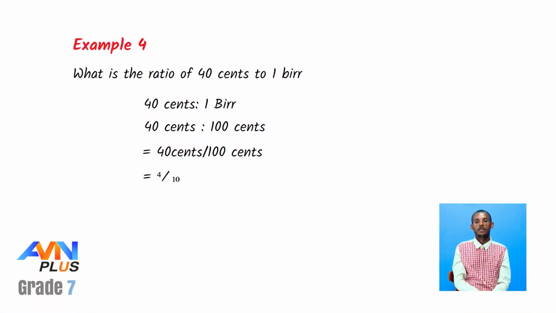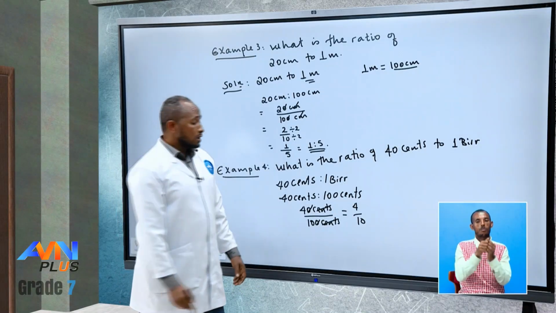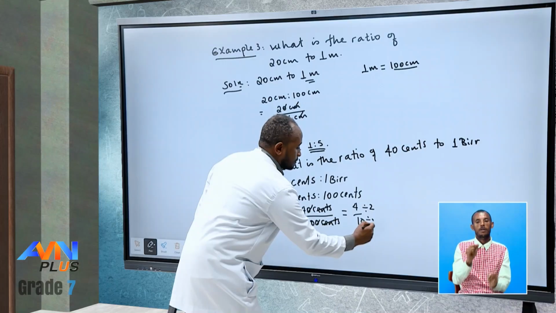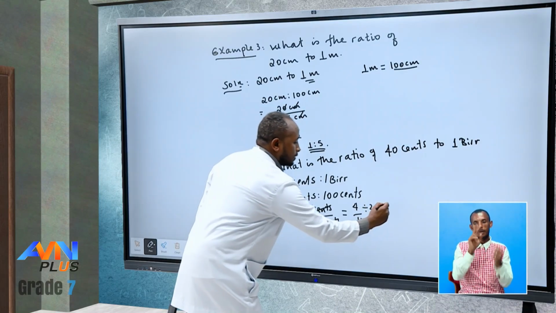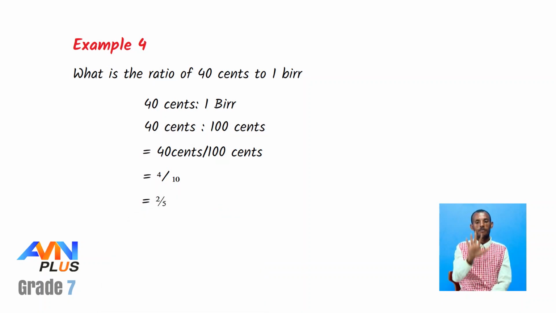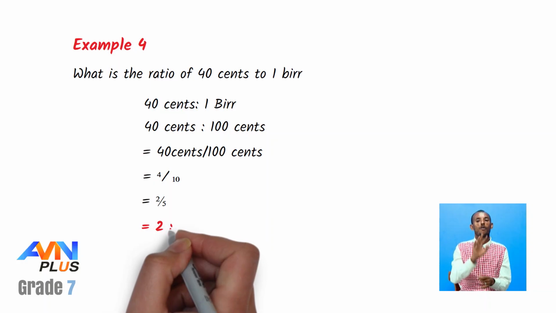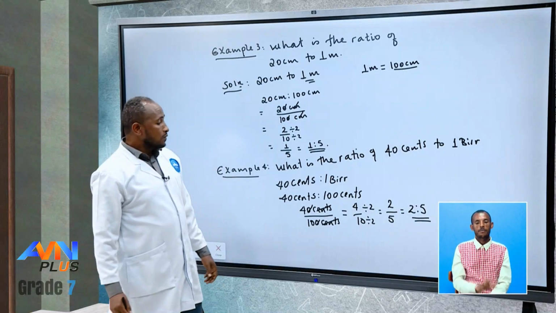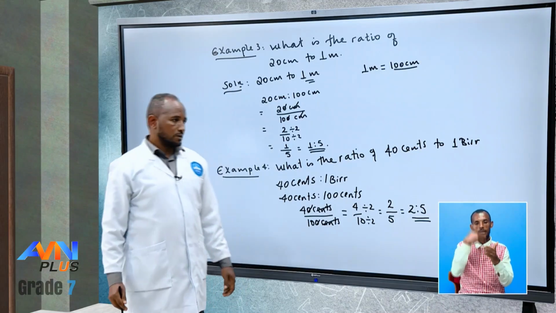The common factor for both is 2. I can divide both by 2 to write it in the lowest terms. So 4 divided by 2 is 2, and 10 divided by 2 is 5. Therefore, the final answer is 2:5. That's it. Now, let's proceed to the next part.